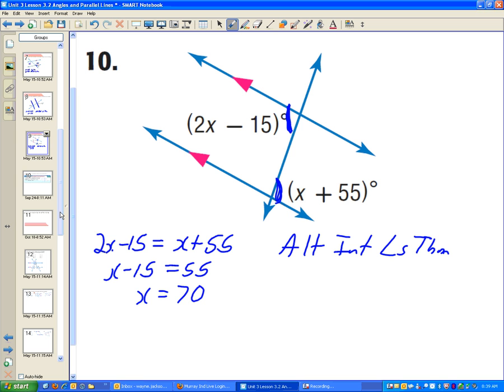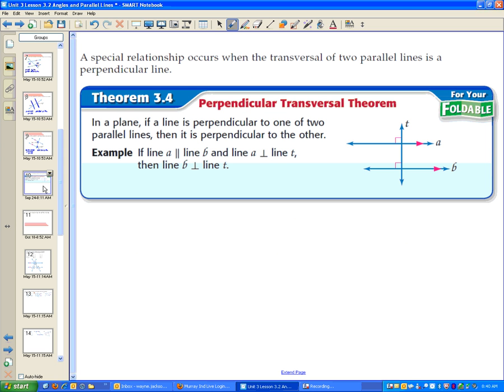And we do have one other theorem to talk about. Okay. It doesn't really fall under the learning target. It says a special relationship occurs when the transversal of two parallel lines is a perpendicular line. In a plane, if a line is perpendicular to one of two parallel lines, then it is perpendicular to the other. And this is called the perpendicular transversal theorem.